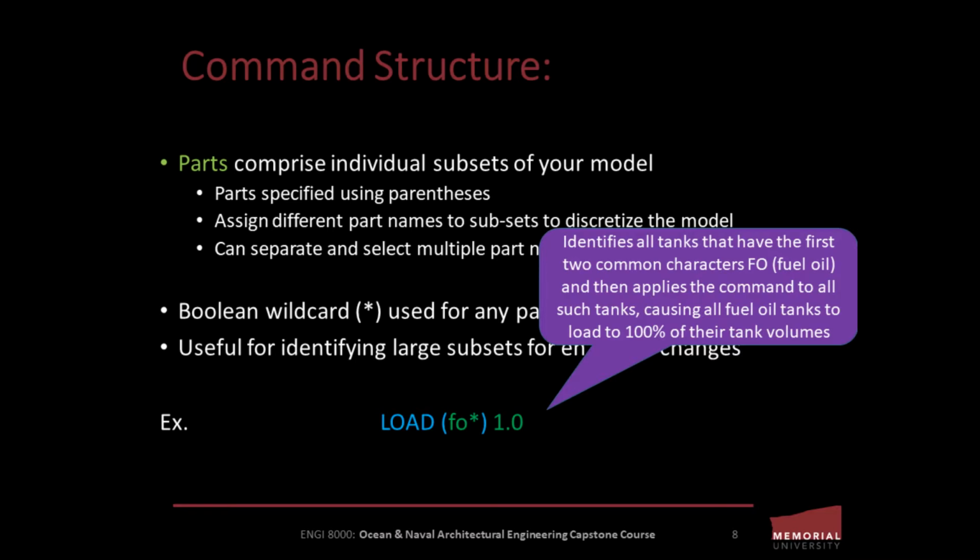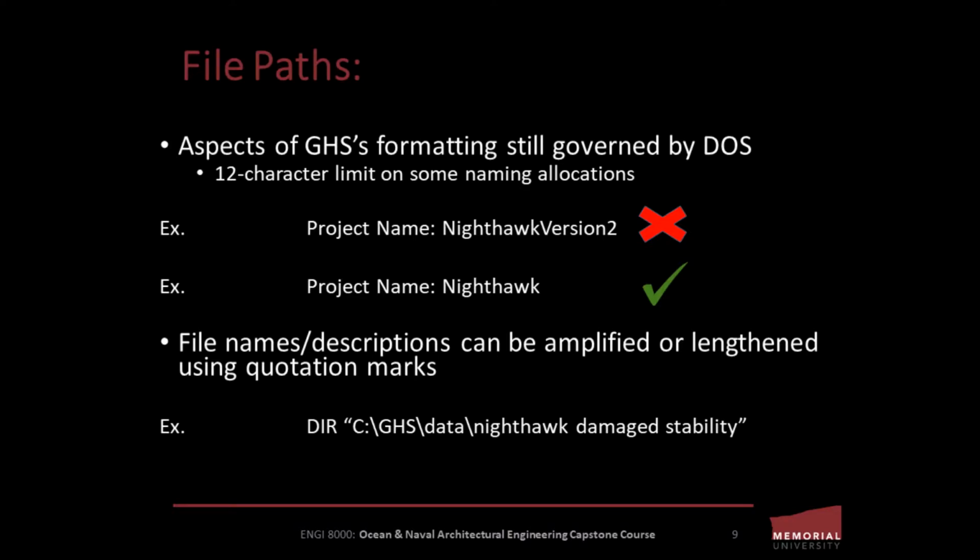Alright, finally let's discuss the ever so exciting world of file paths. We touched a little bit earlier on file structure in tutorials 1 and 2, but there's still a few details left to cover now that we've familiarized ourselves with the software. So let's do that. Aspects of GHS's formatting are still governed by DOS. That means that certain features, such as the naming scheme for files, are limited to 12 characters. Check out the example. If I try to create a revision of our trusty project Nighthawk, choosing the name Nighthawk version 2, GHS refuses the file name. Well, it happily accepts Nighthawk as a valid file name. To skirt this issue, we can use quotation marks around the file names or descriptions to amplify or lengthen the name.